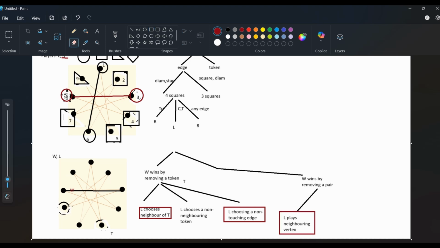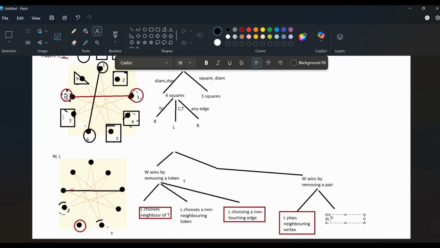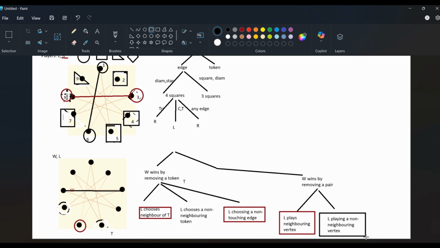And what about non-neighboring vertices? Let's say this is open, these three were open, L's turn. L could have gone for one of these, forcing W to play one of these two, and then L would win. So another thing that is not possible is L playing a non-neighboring vertex. This also wouldn't happen.